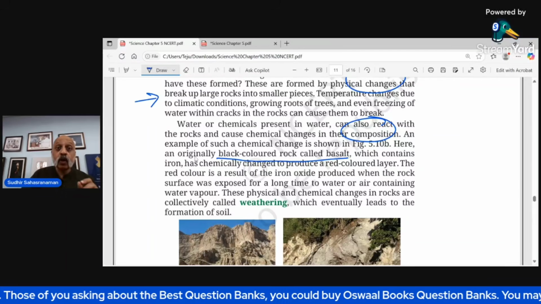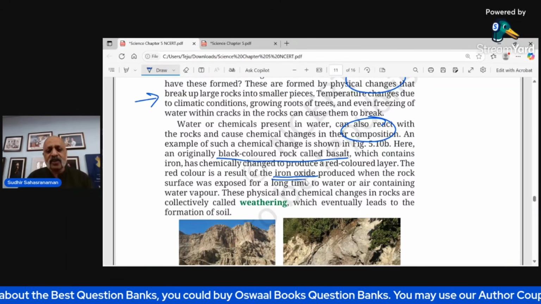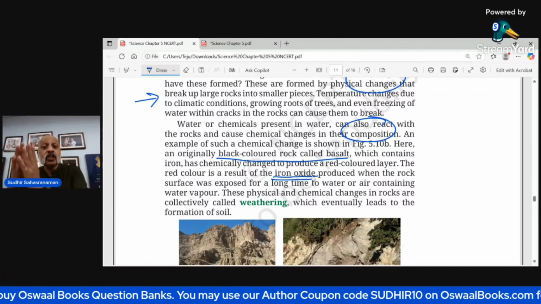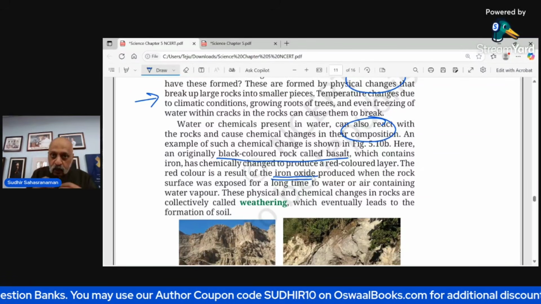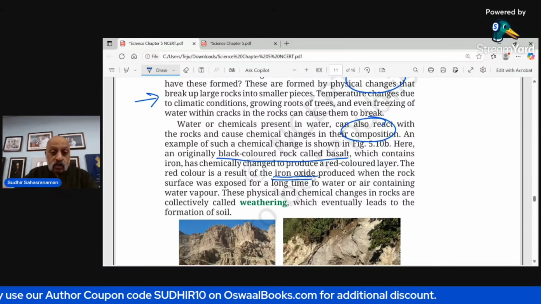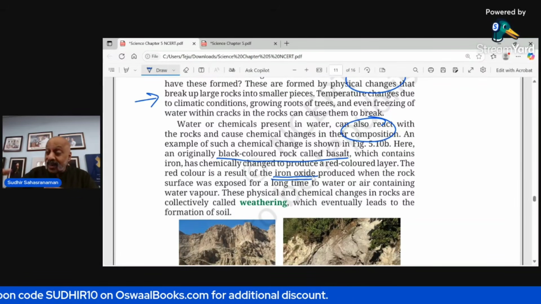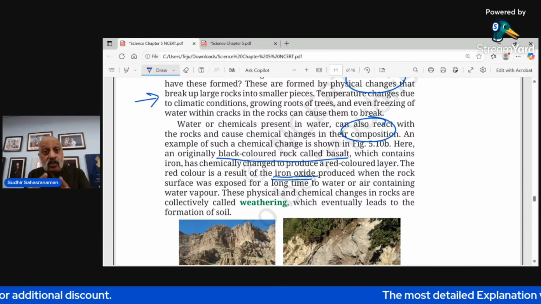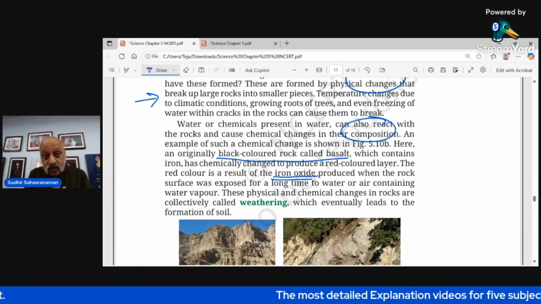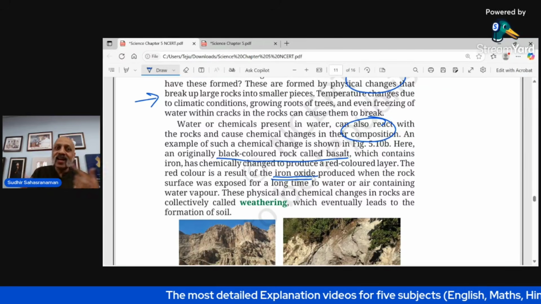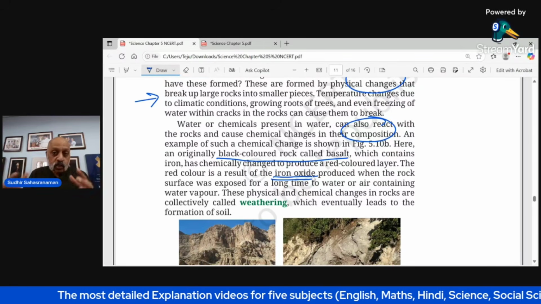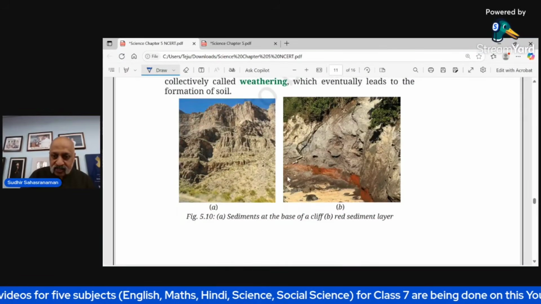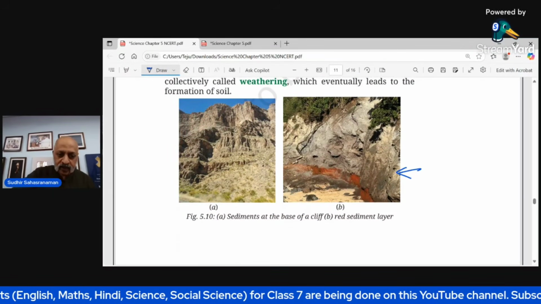The red color is because of the presence of iron oxide. Remember, iron oxide, like in the case of rust, produces a reddish brown color. Because that surface of the rock was exposed for a long time to water or air containing water vapor, it changes in color. In the case of rock, this is called the weathering of the rocks, and that also changes the formation of the soil in that particular area. Now you see in this photograph at the bottom, you are seeing some reddish brown color.